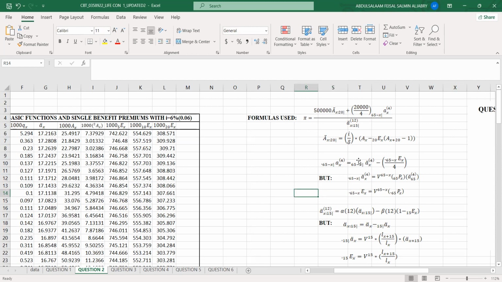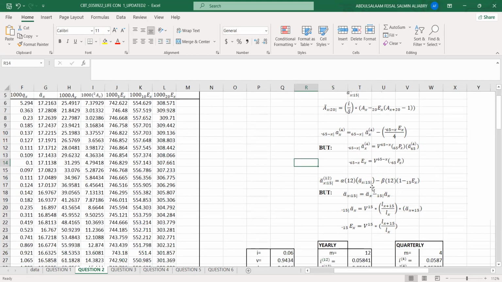And the last component is the temporary life annuity for 15 years, equals alpha. This formula is from the assumption of UDD, which is alpha(12) times a double dot x, 15 years, minus beta(12) times 1 minus v^15 p_x. Again, we don't have these 2 values, so we basically find them by using these formulas.